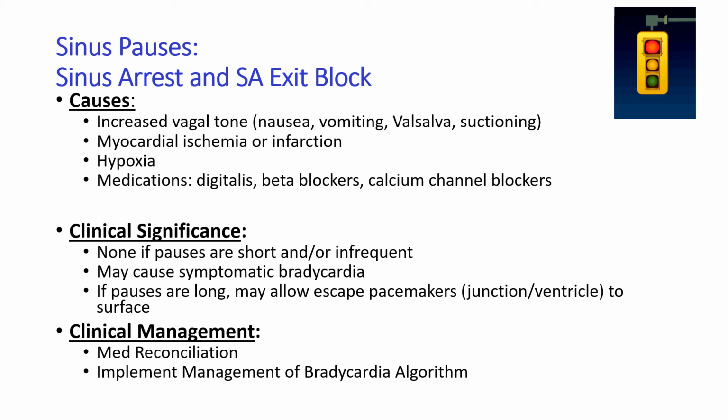And if the pauses are long, patients may display an escape pacer. As we talked about in the first lecture, when your SA node fails, the junctional pacemaker may kick in, so you may have a junctional escape beat. Or if your SA node and your junction do not fire, you might have a ventricular escape beat, where somewhere in the ventricles they kick in. You'll learn about that when we talk about ventricular rhythms.